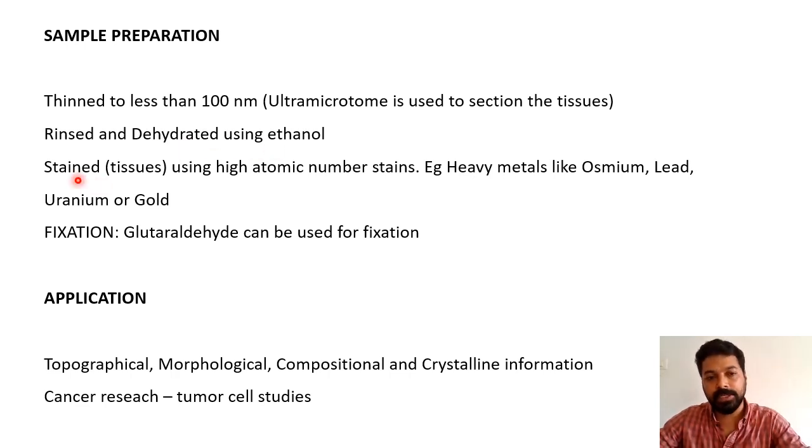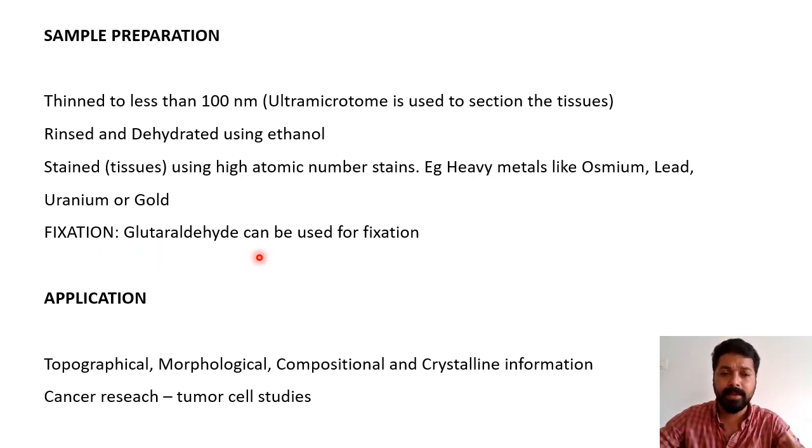If tissues are used, we can stain the tissues or the cells by using certain high atomic number stains, for example, heavy metals like osmium, lead, gold, etc. And finally, the prepared sample or the coated sample is fixed by using glue.